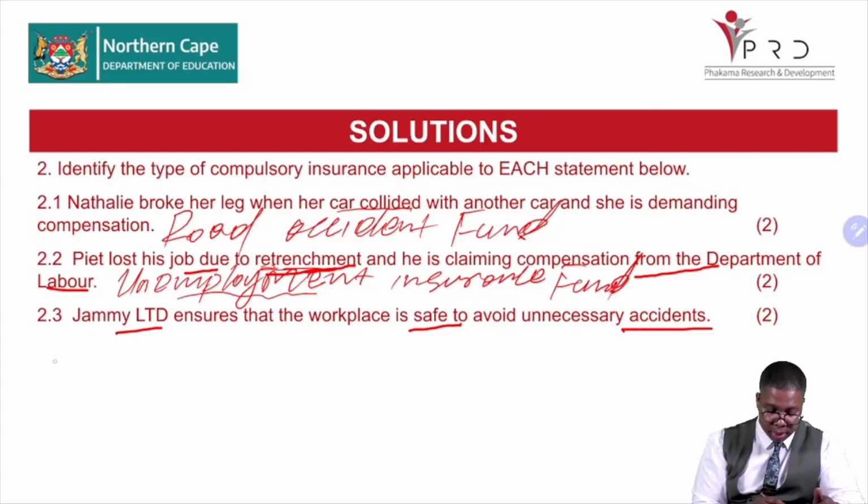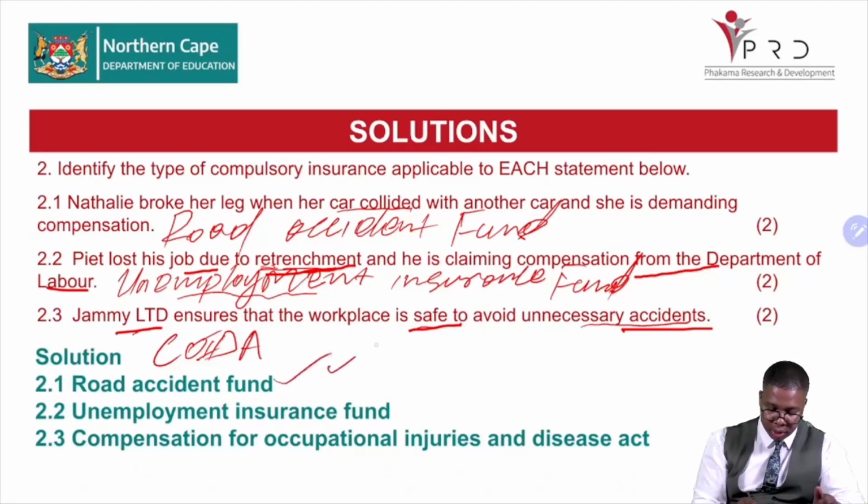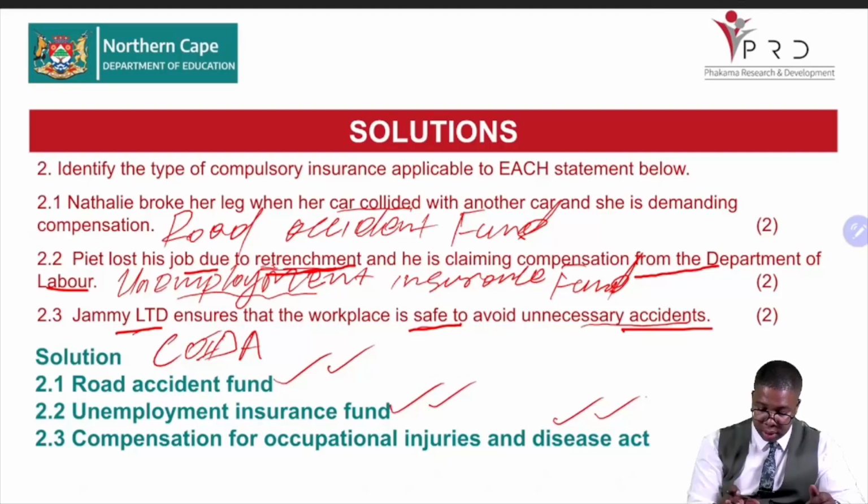And then Jamie Ltd ensures that the workplace is safe to avoid unnecessary accidents. So this is what now? COIDA. This should be COIDA because it safeguards the employees in the workplace. So this is road accident fund, this is unemployment insurance fund, and compensation for occupational injuries and diseases.